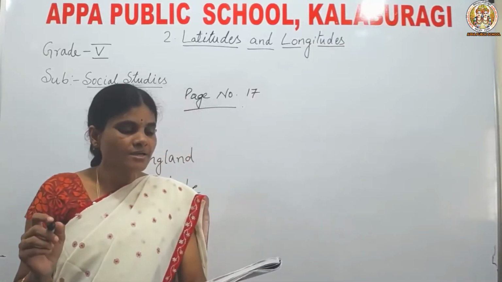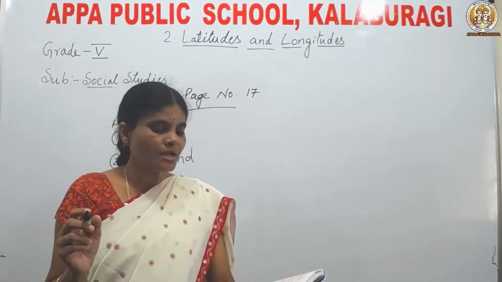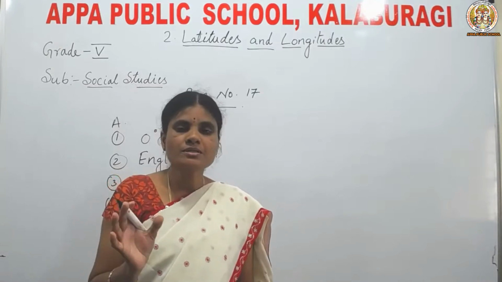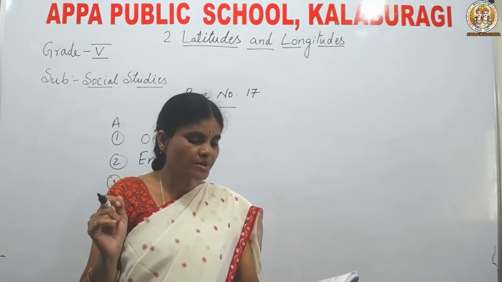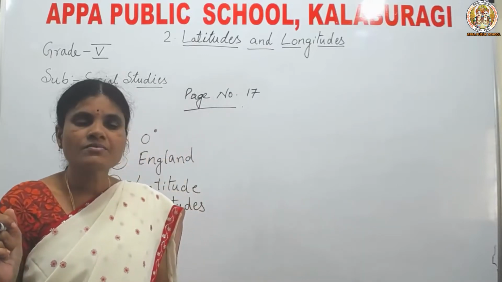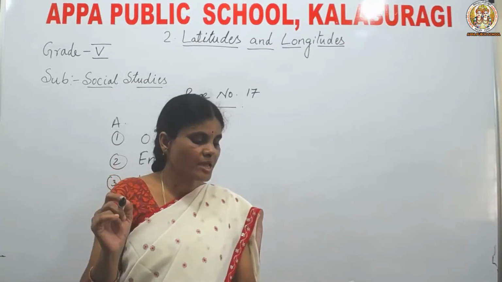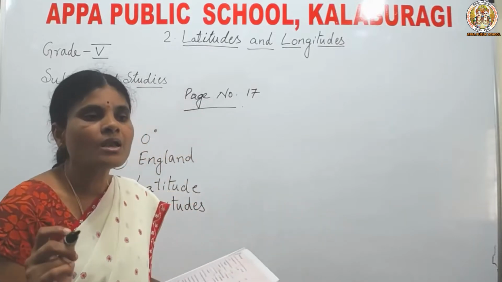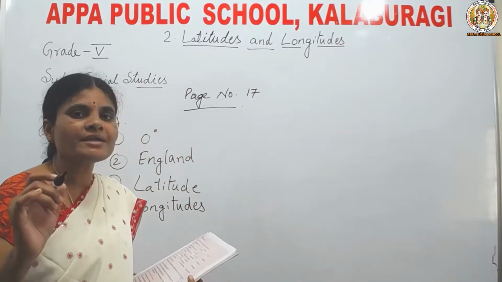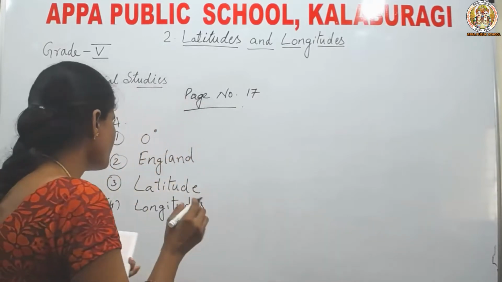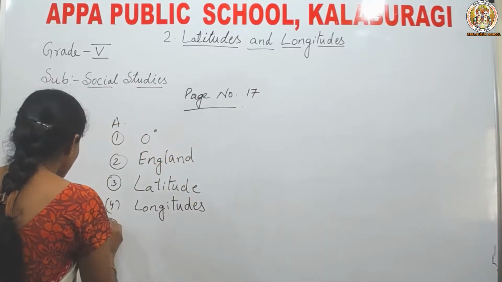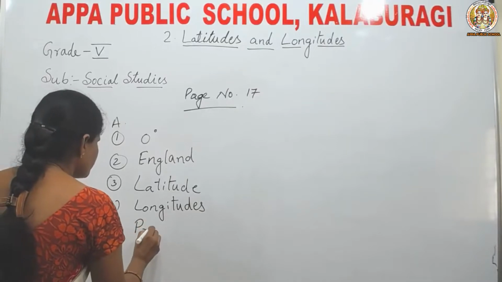Next, the dash is the 0 degree longitude. Here three options are given: equator, prime meridian, Arctic Circle. Which is the correct answer, children? The prime meridian is the 0 degree longitude. See, 0 degree latitude is called the equator. 0 degree longitude is called the prime meridian. Fifth answer is prime meridian.